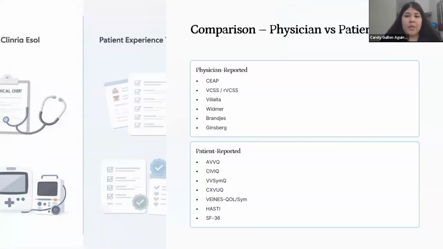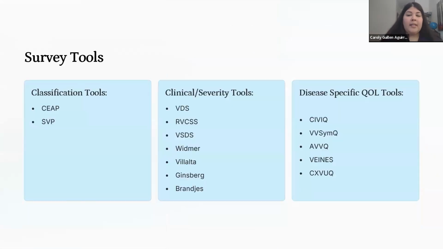This is a comparison between the physician and patient survey tools, and I'm going to go further into each one of these. And this is another classification of the survey tools: classification tools, clinical severity tools, and disease-specific quality of life tools.